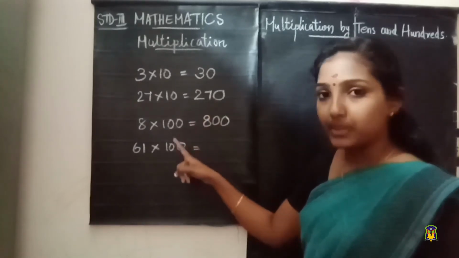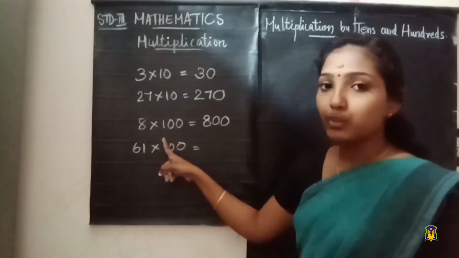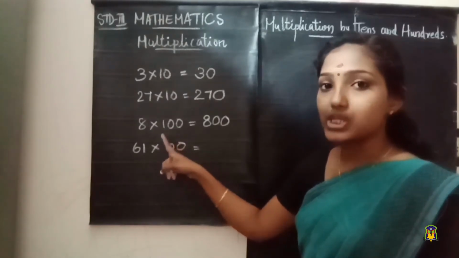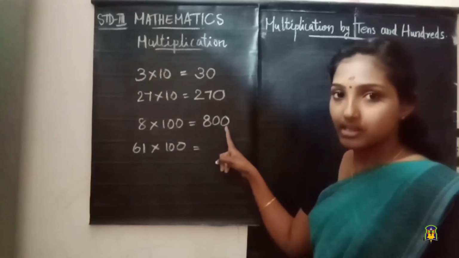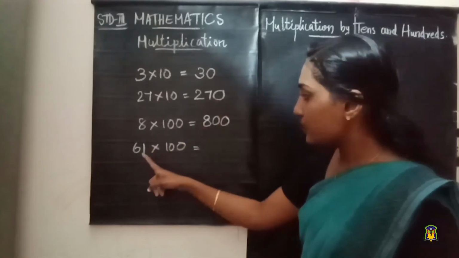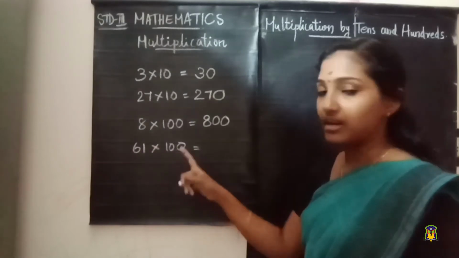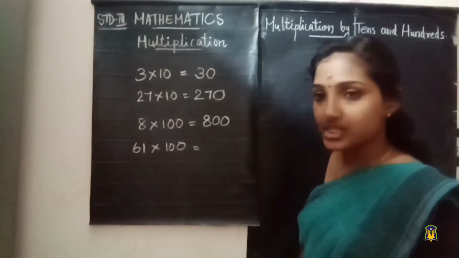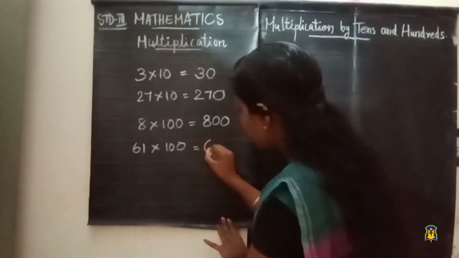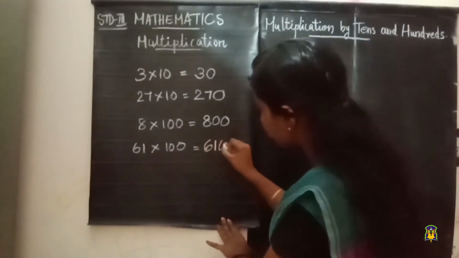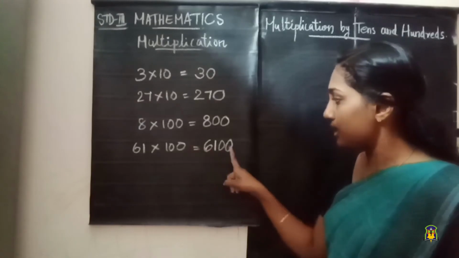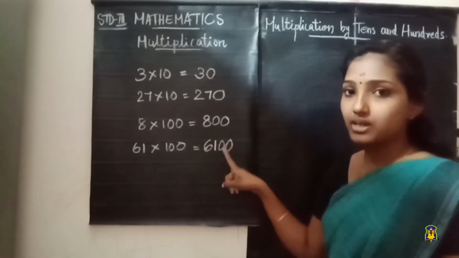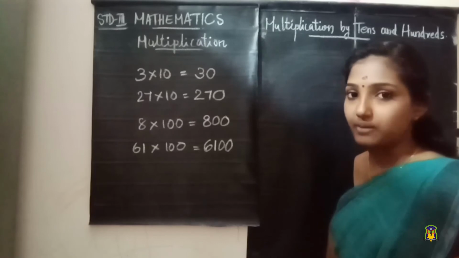We are just adding 2 zeros to the right of this number. So to multiply a number by 100, we have to just add 2 zeros to the right of the given number. Next is 61 into 100. What will it be? We have to add 2 zeros to the right of this number. So 61 into 100 gives 6100.